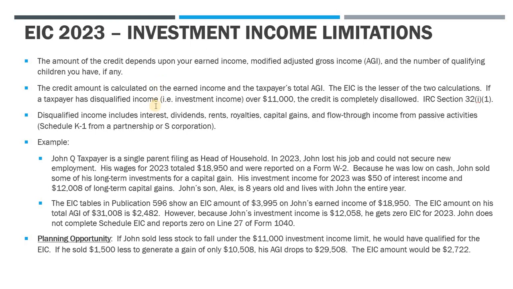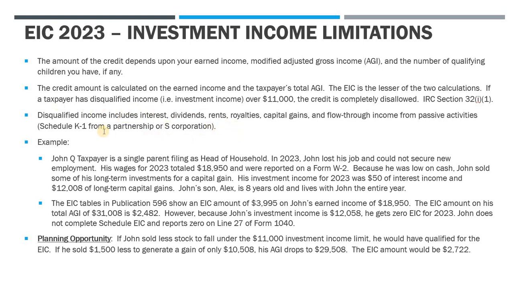amount of the credit. Now, the issue with the investment income is if the taxpayer has what is considered disqualified income, in other words, investment income over $11,000 for this year, the credit's completely disallowed. And so you can find that guidance in not only the publication 596, but in the tax code, section 32(i)(1), it has that disallowance for disqualified income.